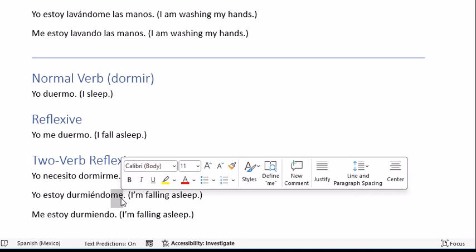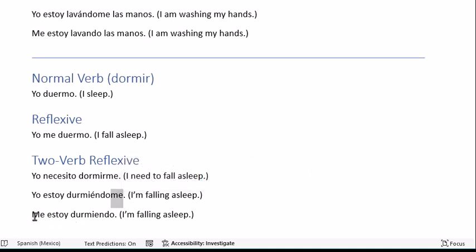You're probably thinking, that doesn't make sense. That's fine. It doesn't have to. Our English brains try and make sense through our English understanding. A lot of times that's not the case. And anyway, so the last example, you could move the me out front and say, me estoy durmiendo. Again, you can put the me in front of a conjugated verb or after a non-conjugated verb.